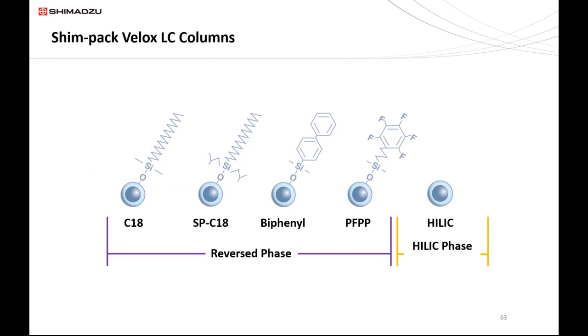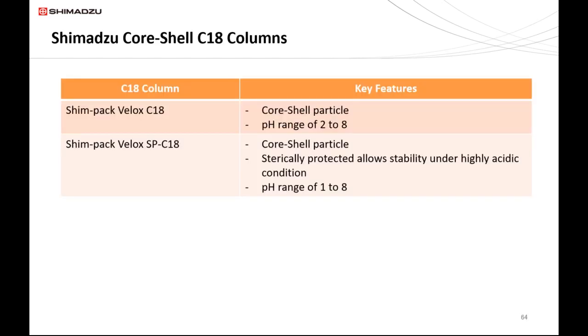We have various phases available in our Shimpact Velox core shell series, and you will probably have noticed that we actually have 2 C18 phases available. While both columns are core shell C18 columns, the Shimpact Velox SP-C18 is sterically protected, allowing a lower pH stability of 1 to 8.